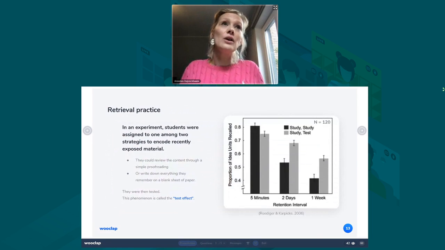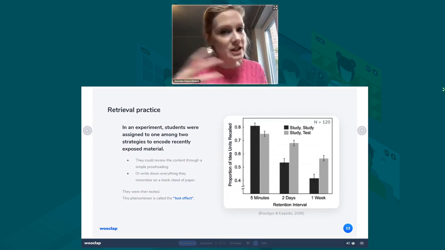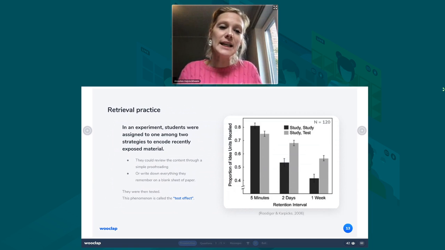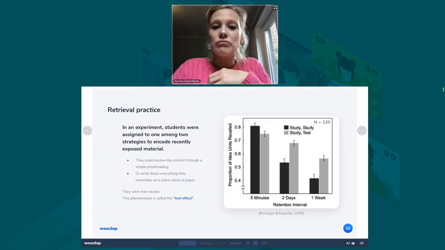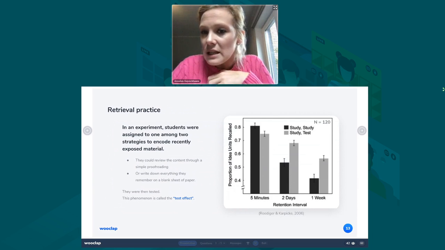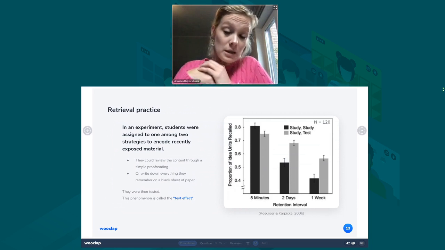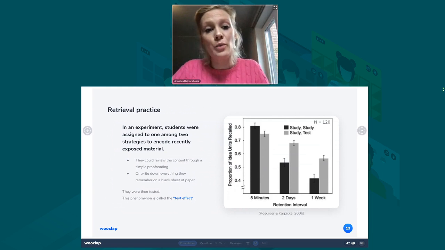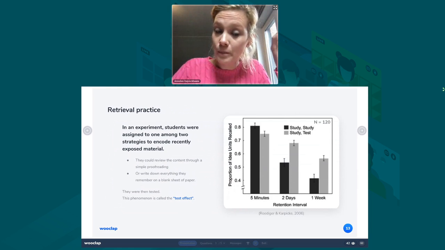We also had retrieval practice. Moving to more elaborate techniques, we find retrieval practice. In an experiment, you can see here on this slide, students were assigned to one of two strategies to encode recently exposed material. The first group had to review the content by simple proofreading, that is, reading again, of course. The second group had to write down everything they remembered on a blank sheet of paper.